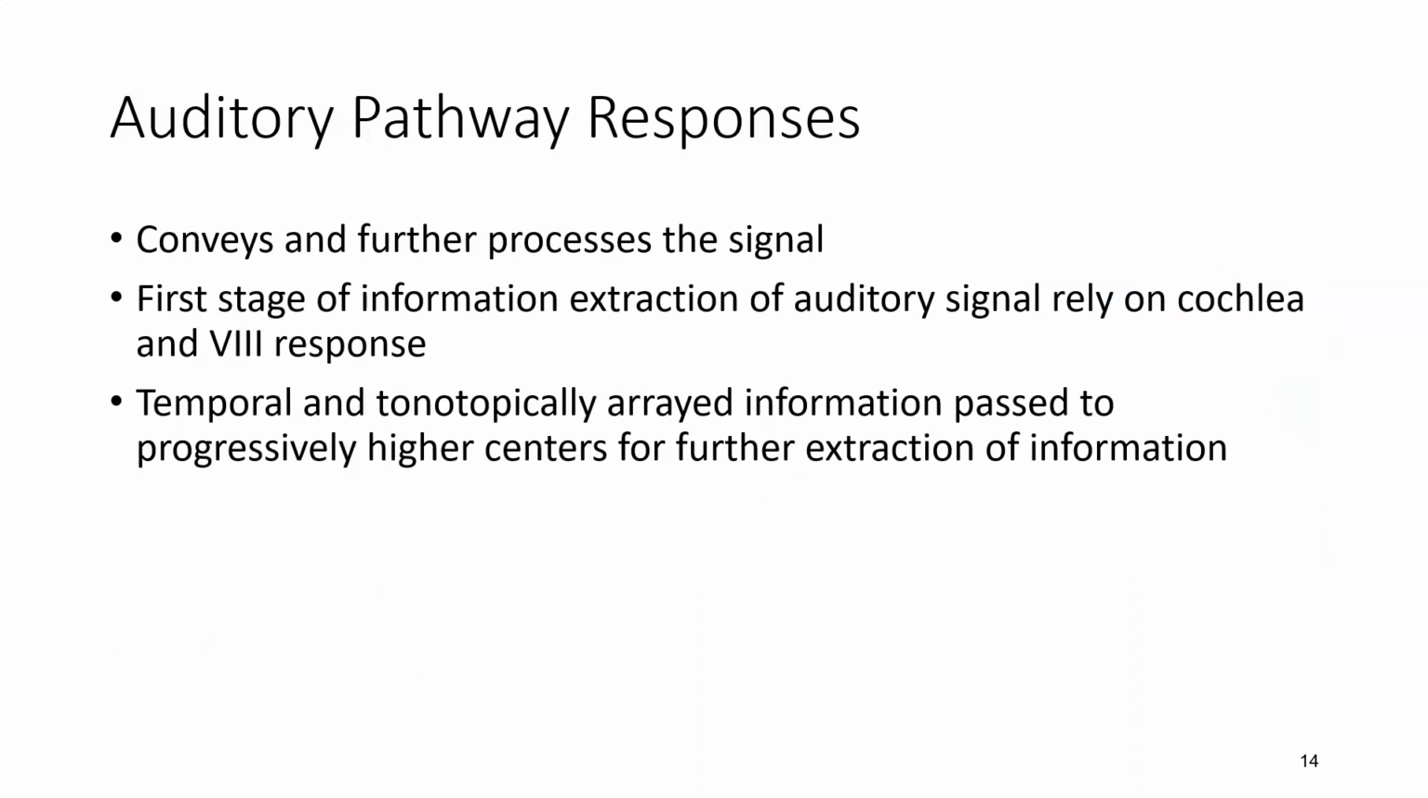We then go from the individual responding neurons in the auditory nerve part of the eighth cranial nerve to further areas of processing in the auditory system. We have both temporal and tonotopic information, which means information arrayed by frequency, that gets passed to progressively higher centers in the neurological system for extraction of information.